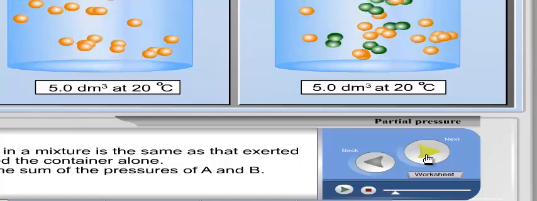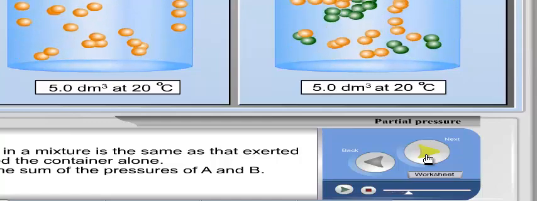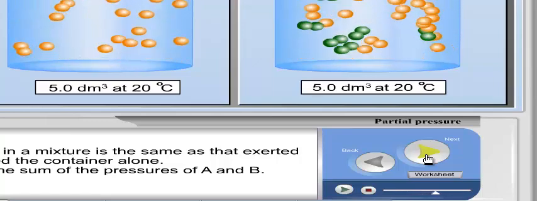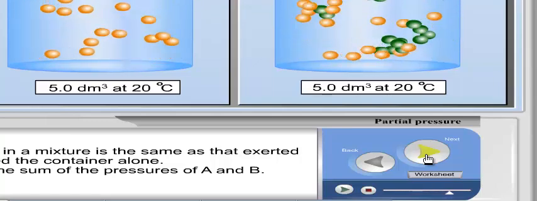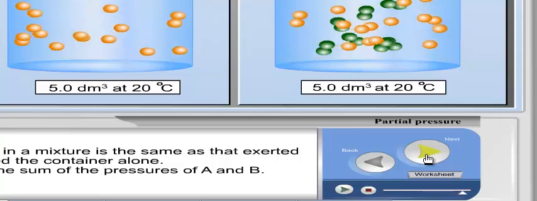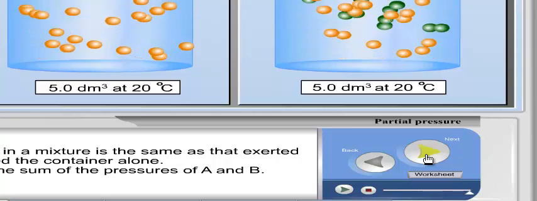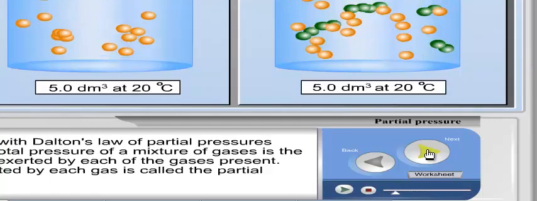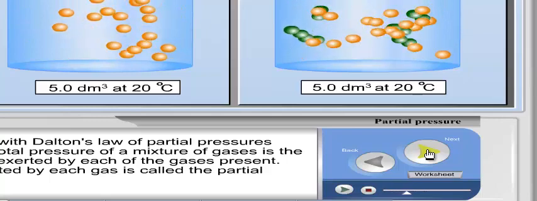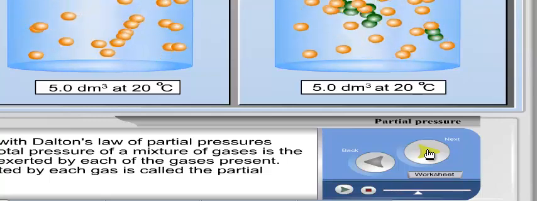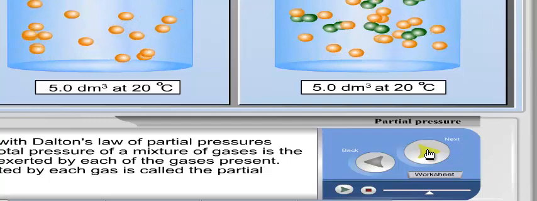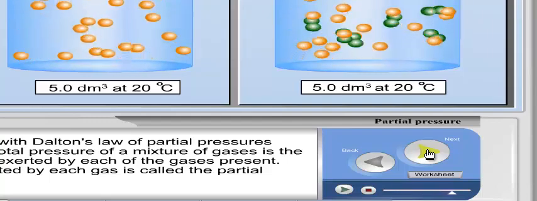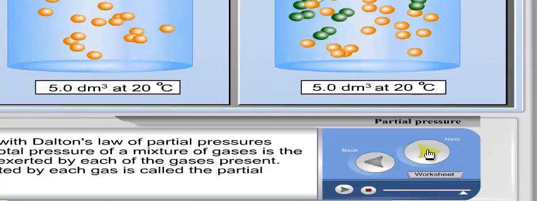Answer. The pressure of a gas in a mixture is the same as that exerted by the gas if it occupied the container alone. The total pressure is the sum of the pressures of A and B. This is in accordance with Dalton's law of partial pressures, which states that the total pressure of a mixture of gases is the sum of the pressures exerted by each of the gases present. The pressure contributed by each gas is called the partial pressure.